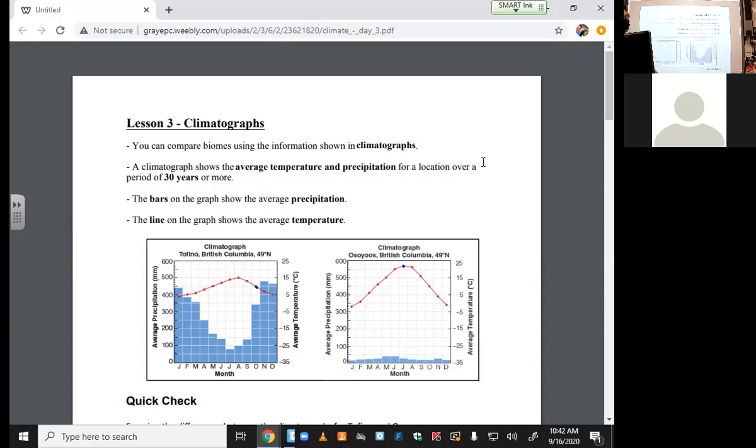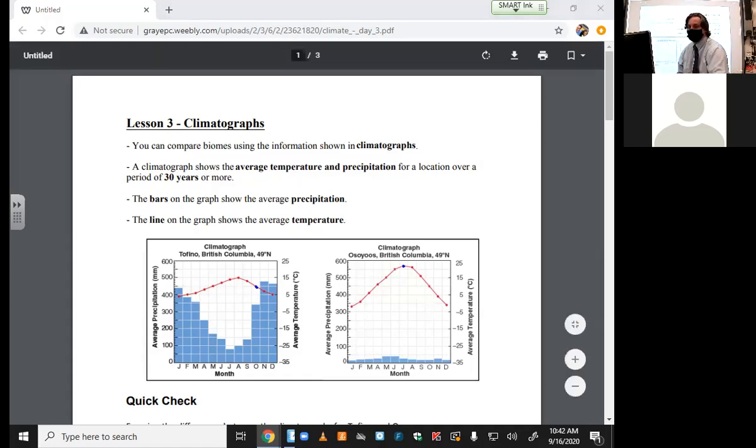What would you expect a tropical rainforest to look like? What would you expect the temperature line to do on a tropical rainforest? Stay pretty similar. And then the precipitation line? Also be pretty straightforward, but both of them will be pretty high. Make sense? Yeah. All right.